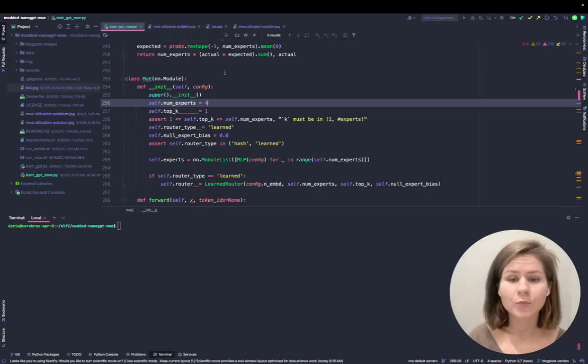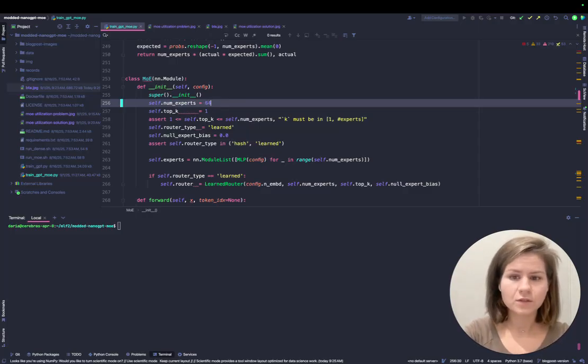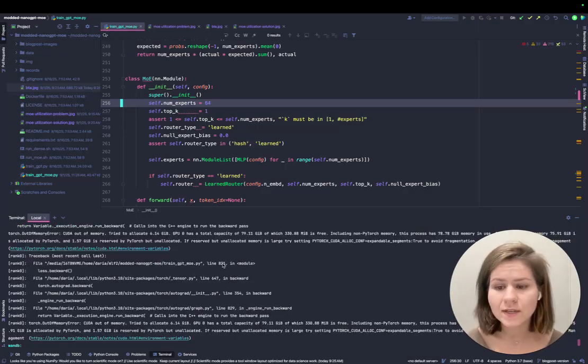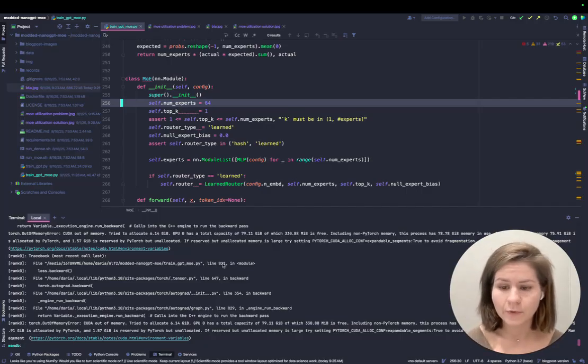If you take our previous implementation from part 3 and try to scale number of experts, let's say from 4 to 64, just launch your training run like I do and see what happens. It usually takes some time for us to hit the problem. I'm going to skip through the steps and you will see the final issue. We are running out of memory, and now let's understand why.